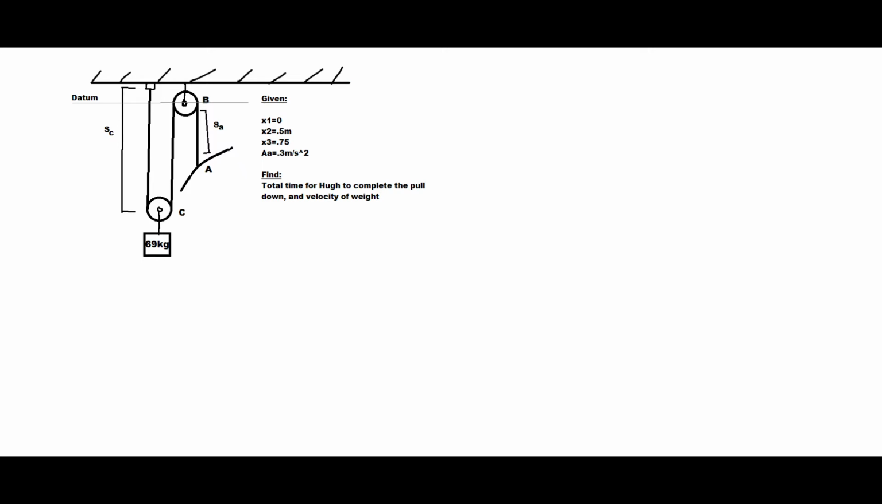To solve the pulley problem, we first write out all the given information, draw the pulley system, and draw the datum at one or more fixed points. In this case, we will draw a datum at B, and find the total length of rope using S to designate the distance from the movable pulley to the datum. Lastly, you write out what you are solving for.